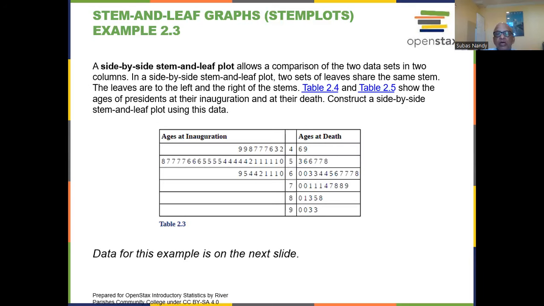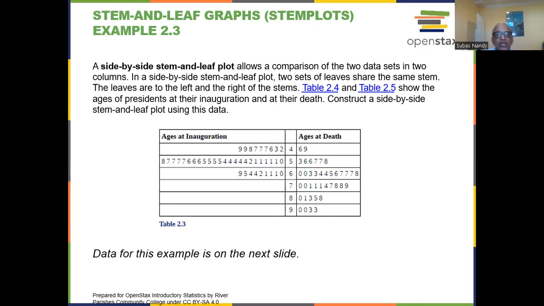A side-by-side stem and leaf plot allows a comparison of the two data sets in two columns. In a side-by-side stem and leaf plot, two sets of leaves share the same stem. The leaves are to the left and to the right of the stem. So the stem is in the middle. Tables 2.4 and 2.5 show the ages of the presidents at the inauguration and at their death. Construct a side-by-side stem and leaf plot of the ages at inauguration and death.